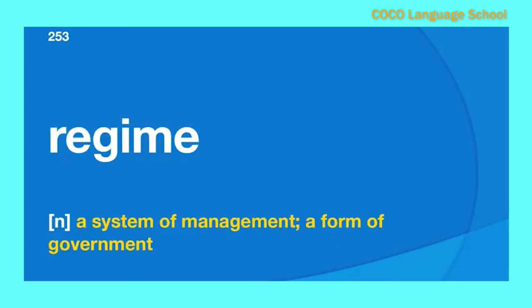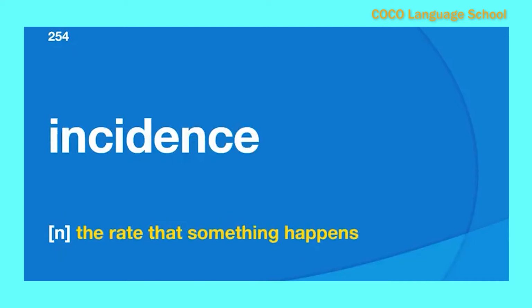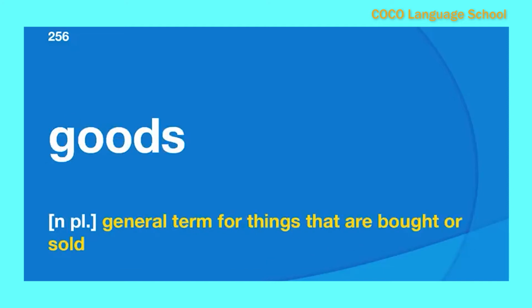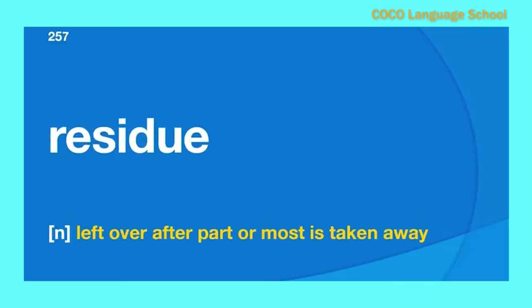A system of management, a form of government. Regime. The rate that something happens. Incidents. A liquid that colors hair or cloth. Dye. General term for things that are bought or sold. Goods. Left over after part or most is taken away. Residue.